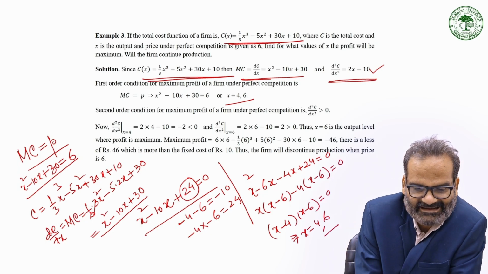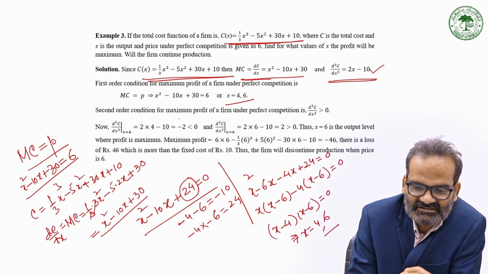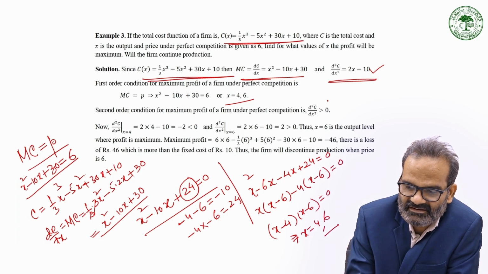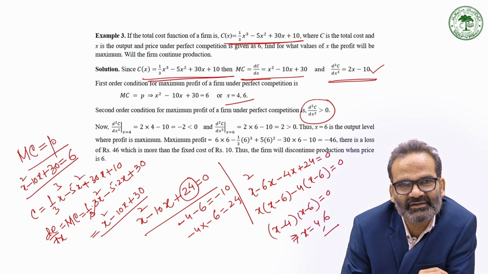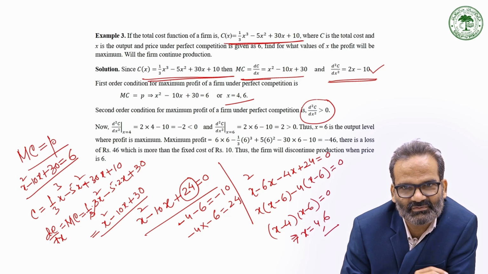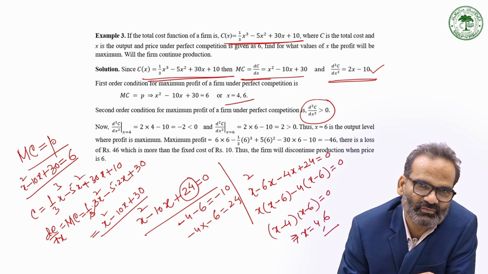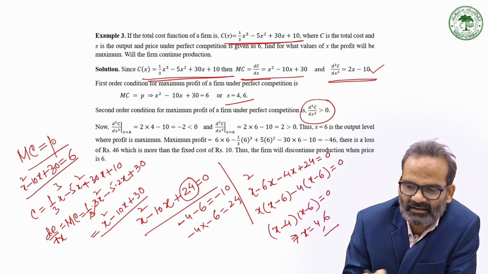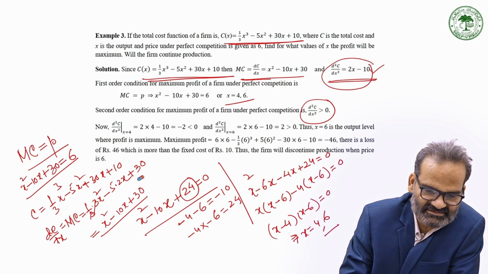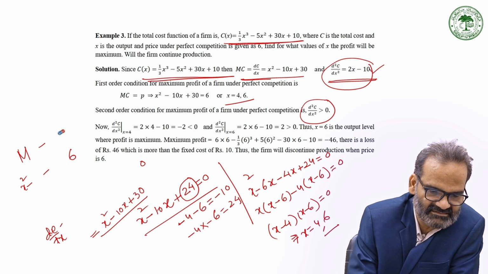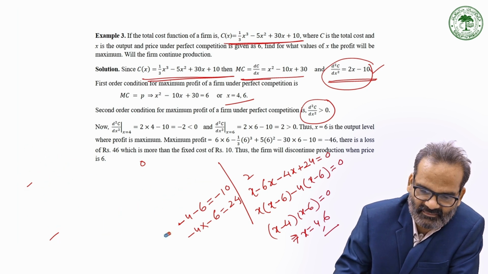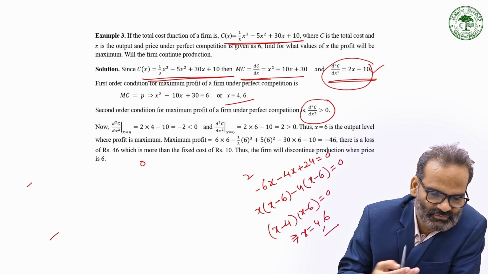Now for the second order condition for the maximization of the profit under perfect competition, the second derivative should be greater than or equal to 0. You can go through the few lectures earlier back. We have discussed these two conditions for maximization of the profit. Now second derivative, see what happens here. The second derivative d square c over dx square is 2x minus 10.